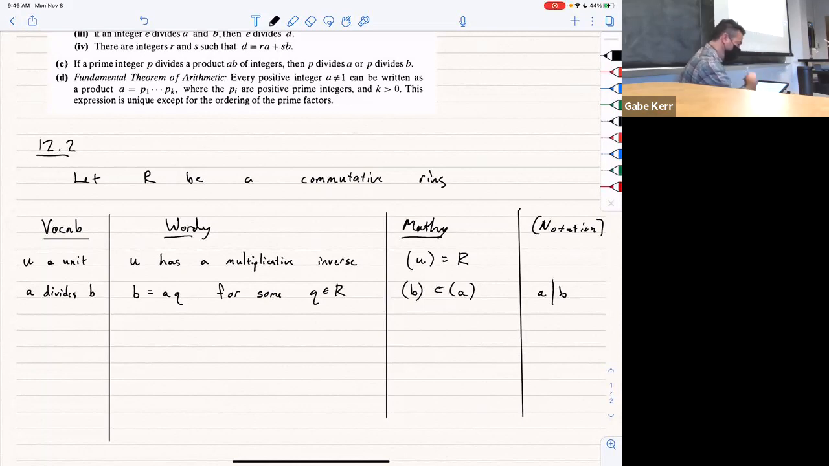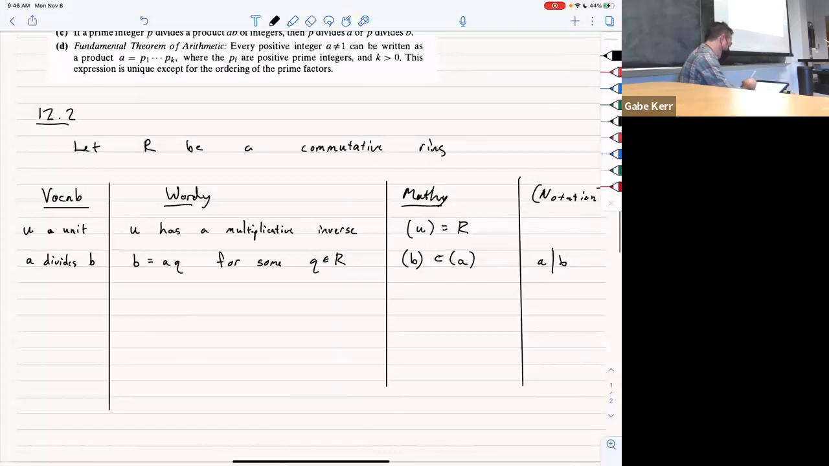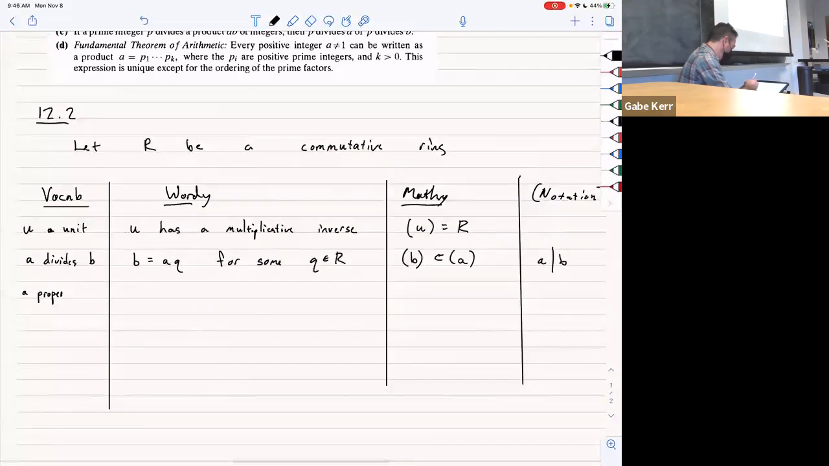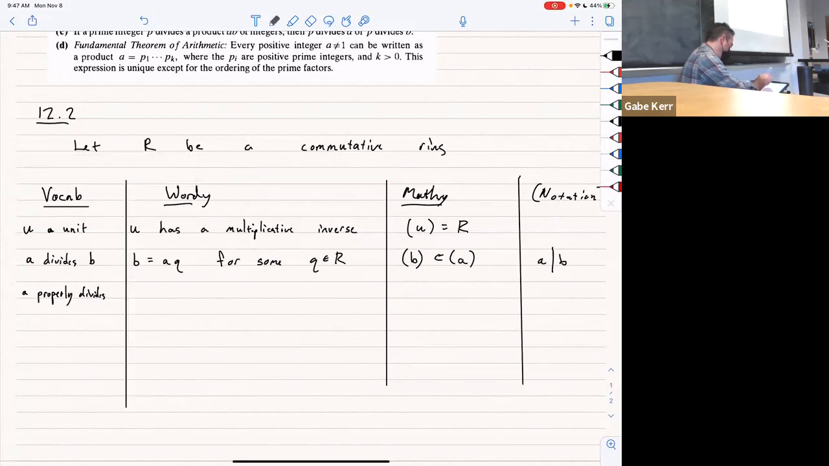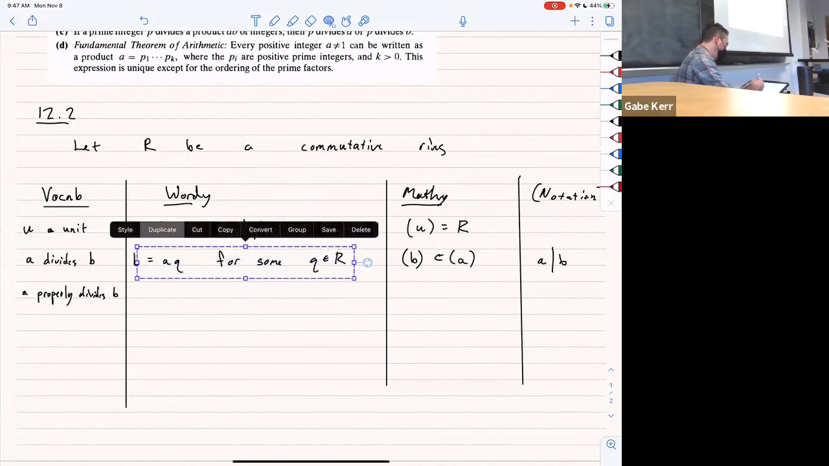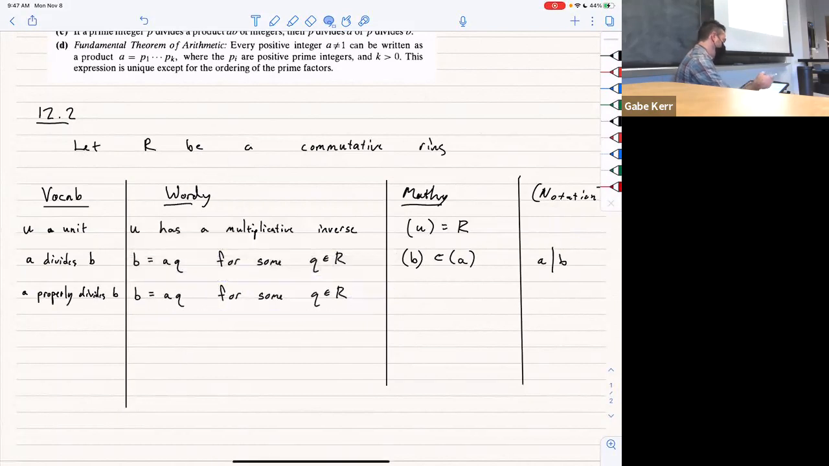All right. A properly divides. Okay, it's the same as this. But now we need that Q is not a unit.